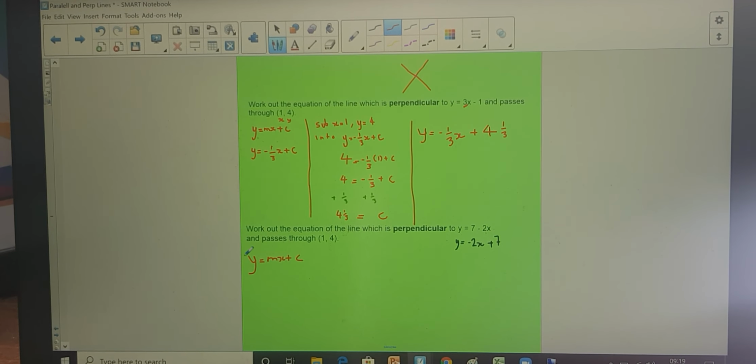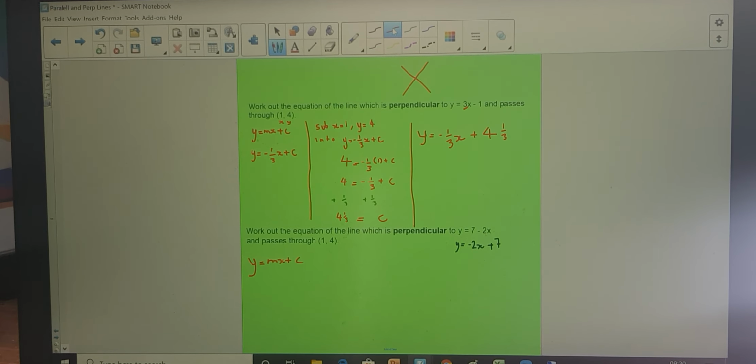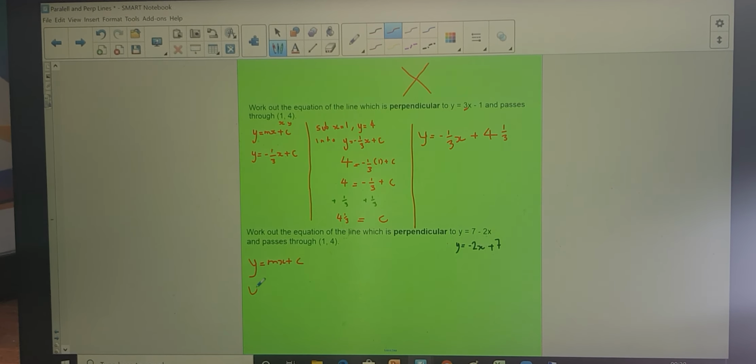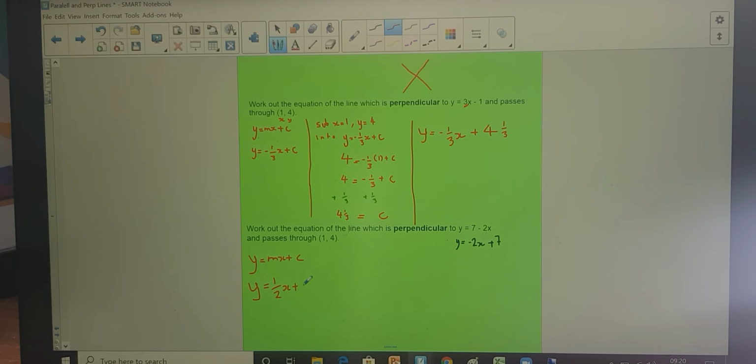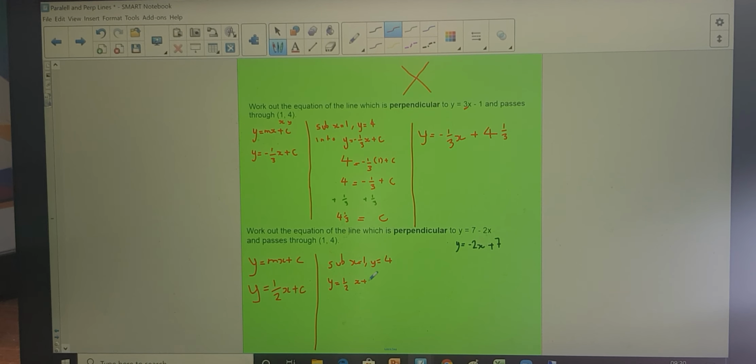Okay, so perpendicular to this line. So negative the reciprocal of minus 2. So reciprocal of 2 is a half. Negative. Okay, so this is going to be positive 1/2. So y equals a positive half x, add c. Now, substitute in x equals 1, y equals 4 into y equals a half x plus c. Let's see what we get.